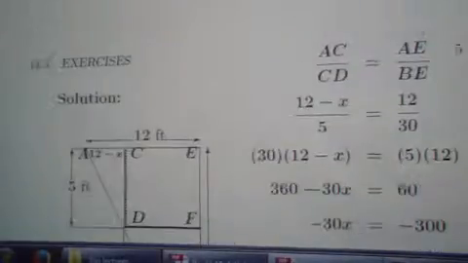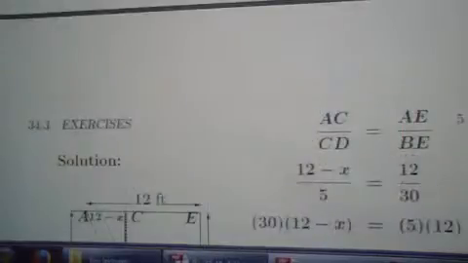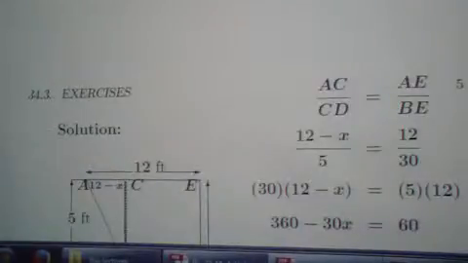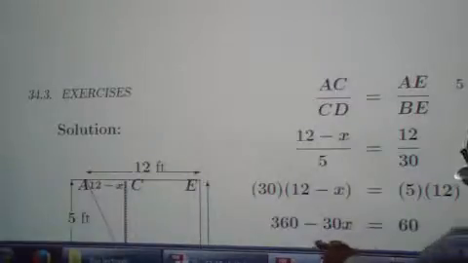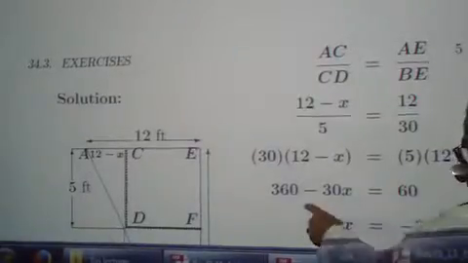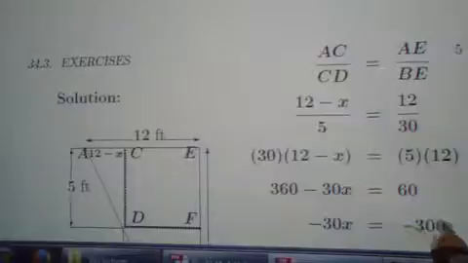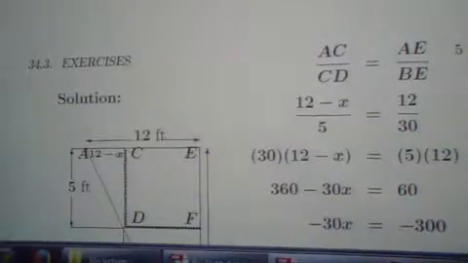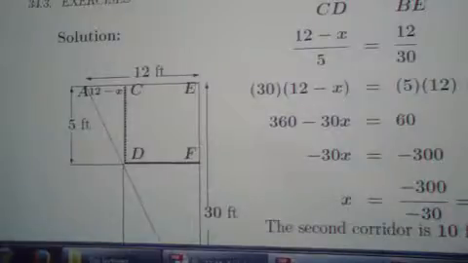You want to look at some of this again? Okay. AC is to CD as AE is to BE, which means 12 minus x over 5 is 12 over 30. You cross multiply, you get 30 times 12 minus x, which is 5 times 12. You get 360 minus 30x, which is 60. You subtract 360 from both sides, that leaves you with negative 300. And finally you divide and you come up with 10 feet.